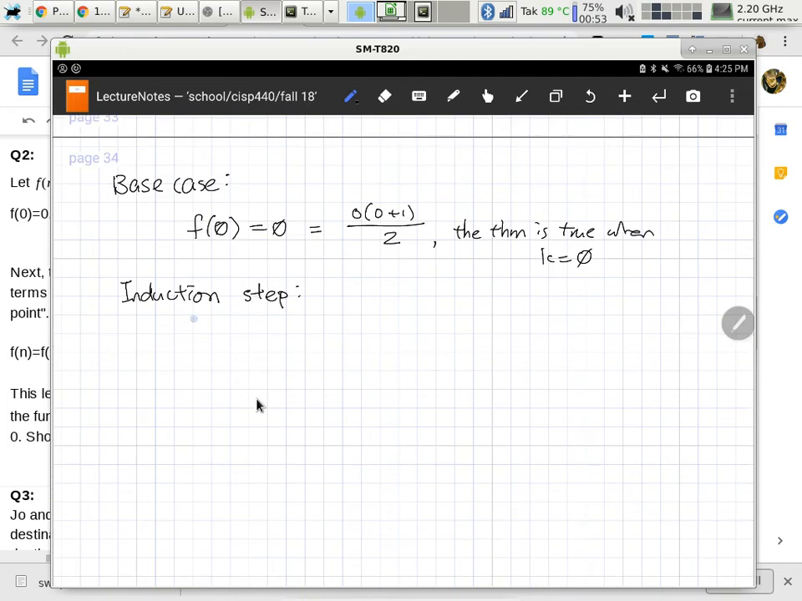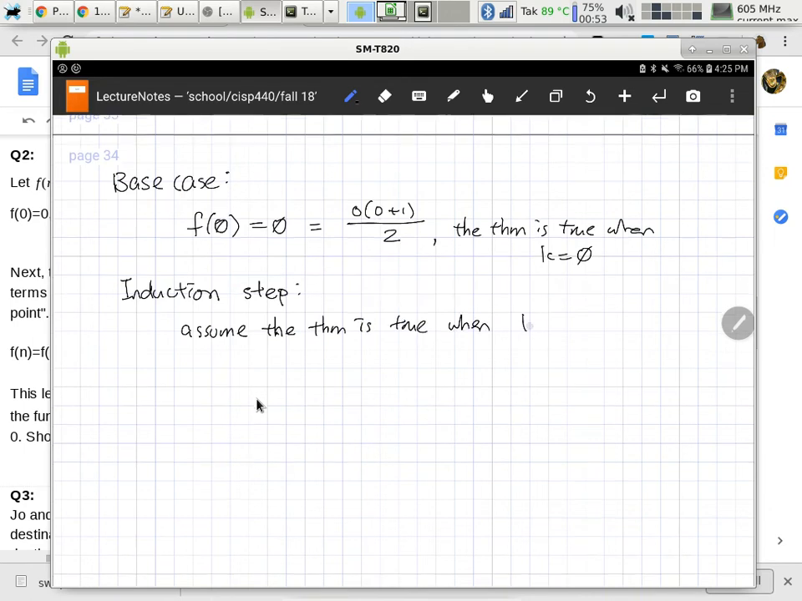So we say, assume the theorem is true when k equals some particular value. We'll just call it n. Okay? That's the assumption, which is a subpart of the induction step.